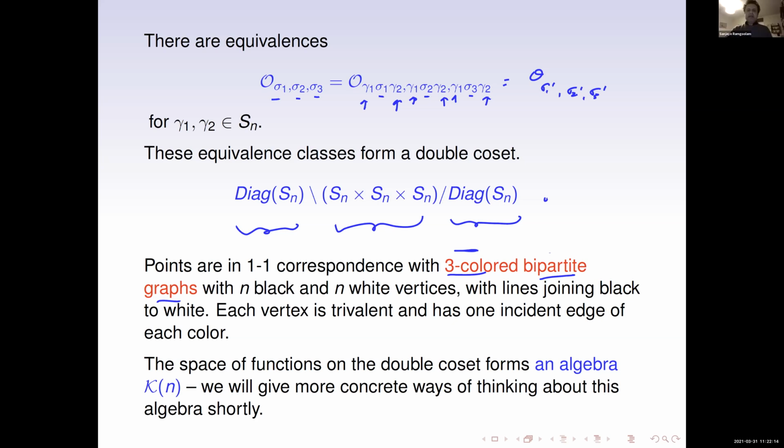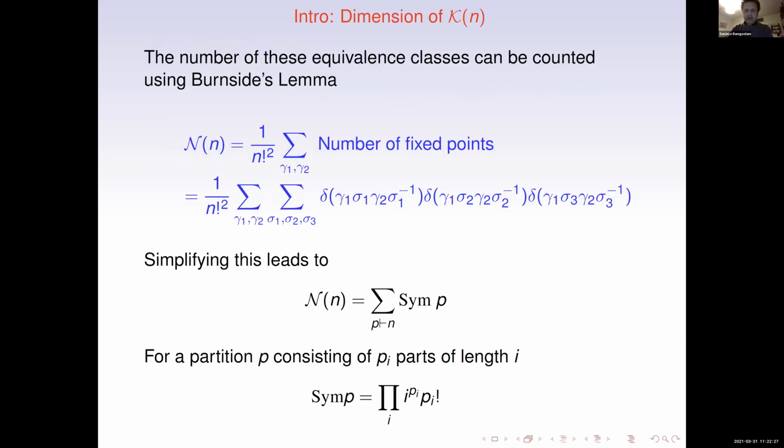And now it is known that double cosets of this kind have an algebra structure on them. And I will give some more concrete ways of thinking about this algebra shortly. But first, let's just count the dimension of that.